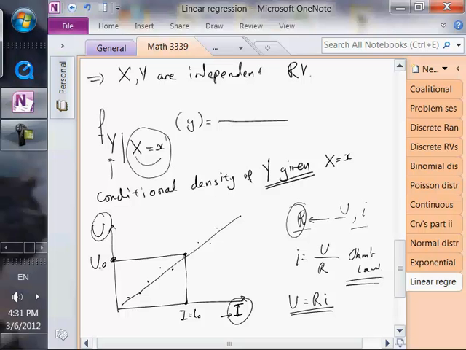Wouldn't voltage be the independent variable and current the dependent variable? I will go to that. The way we've said it, yes, this is independent, this is dependent.